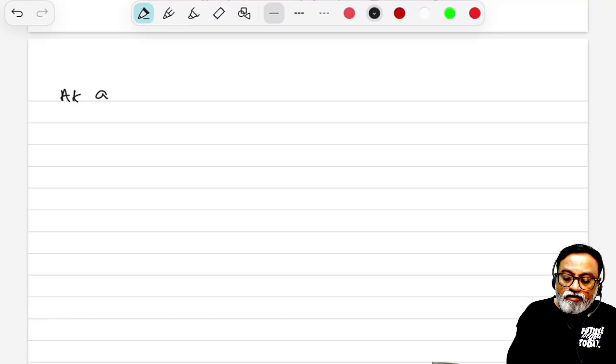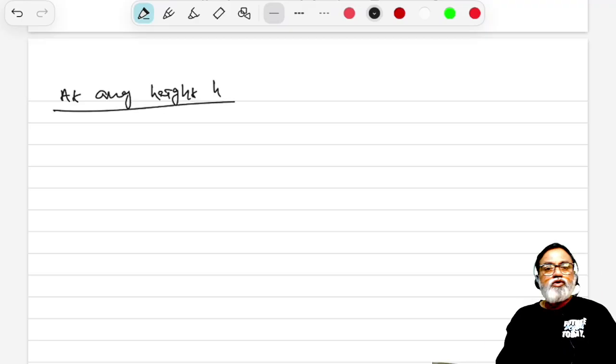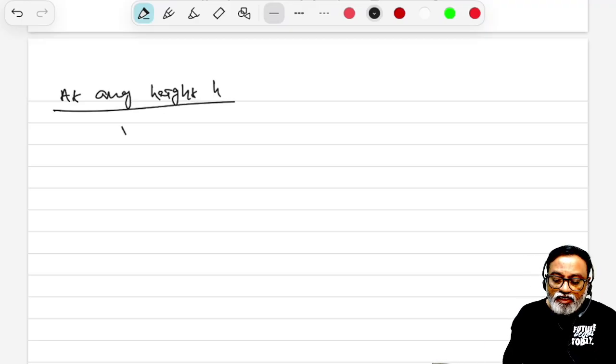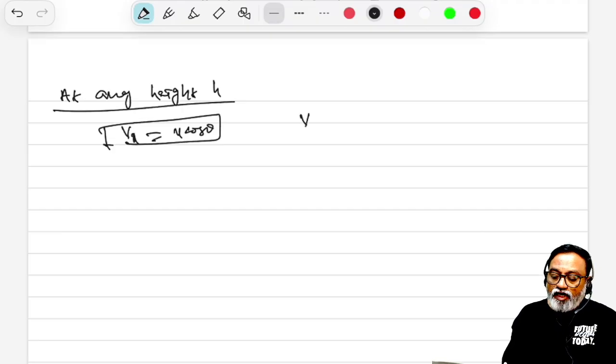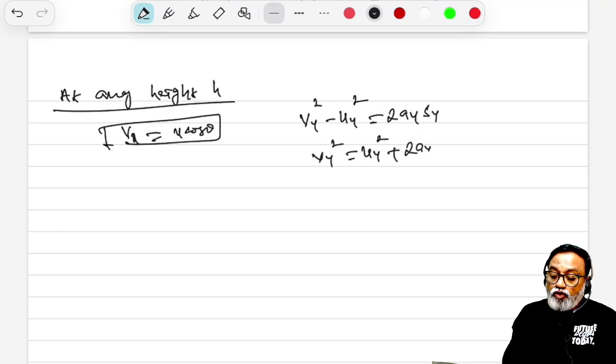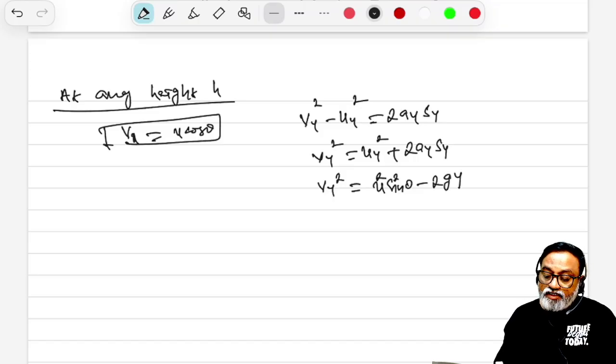Like that, at any height h, or at any time, horizontal velocity is always constant, that is Vx is equal to u cos theta. But whereas Vy, we have to write Vy square minus Uy square is equal to 2Ay Sy. Therefore, Vy square is equal to Uy square plus 2Ay Sy. Therefore, Vy square is equal to U square sine square theta minus 2Gy. This is Vy square.